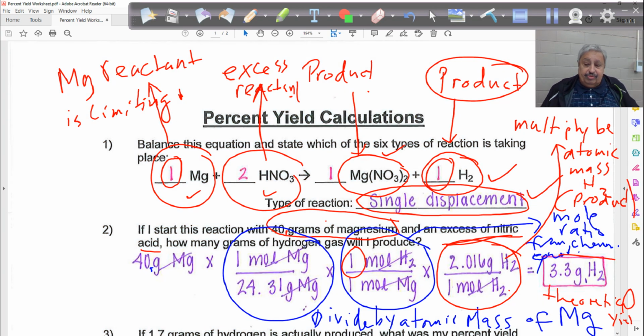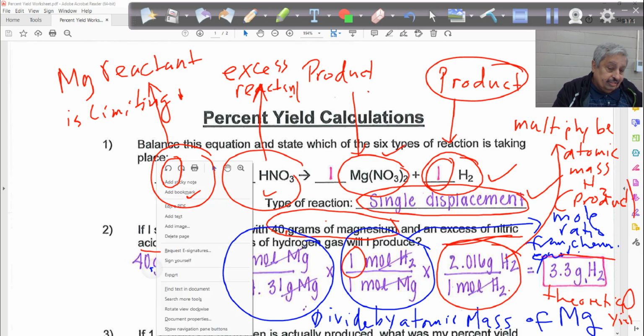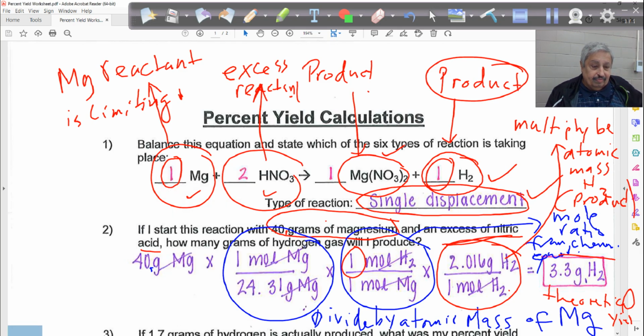Okay, the 3.3 grams, 2 sig figs, because I put the decimal here. They should have put the decimal here. So 40 with the decimal is 2 sig figs. So 3.3 grams of hydrogen. This is the theoretical. Everybody's following? Take a snapshot of this and we can proceed.